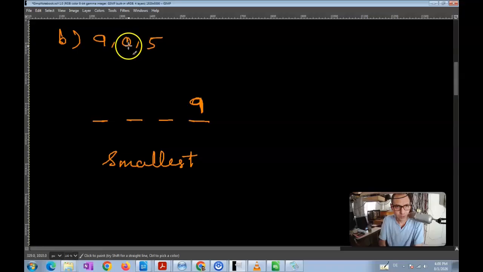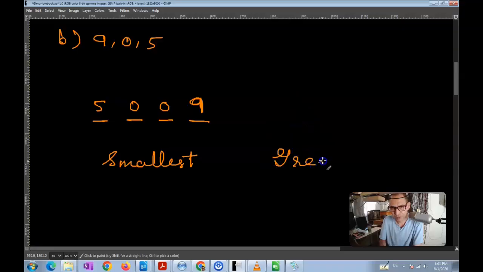So the smallest digit is the 0, of course, in this case. I cannot put it over here, so I put the 0 over here, and I use it one more time. And then I put the 5 over here, and then the smallest 4-digit number that I can create is 5,009, right?